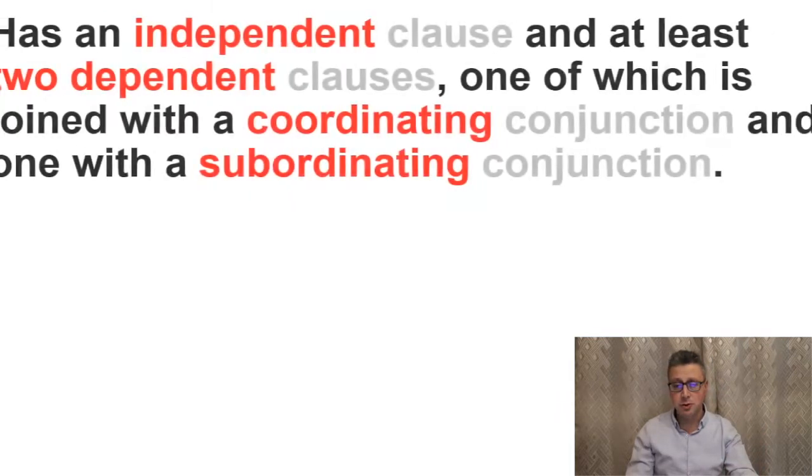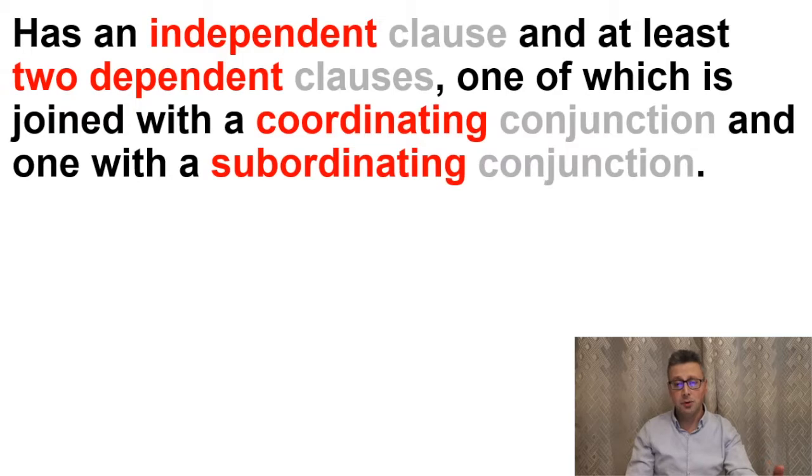Let's continue. And the last type of English sentence is called compound-complex sentences. I'm just going to go briefly here because I don't really want to go more deeply into this topic. I just want to read you the definition here. But I will give you hopefully some simple examples. So, it has an independent clause and at least two dependent clauses, one of which is joined with a coordinating conjunction and one with a subordinating conjunction.